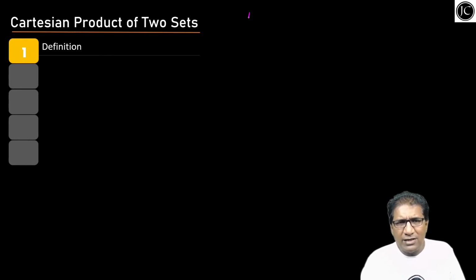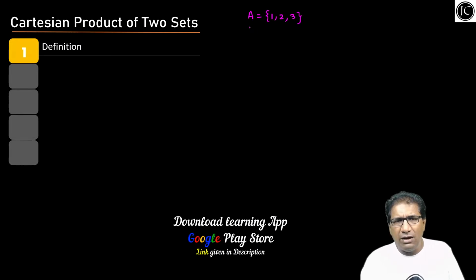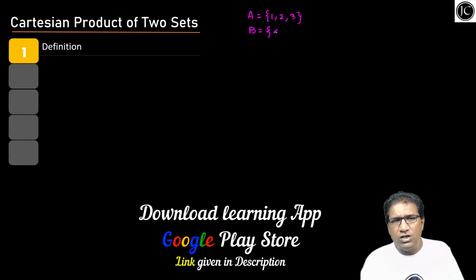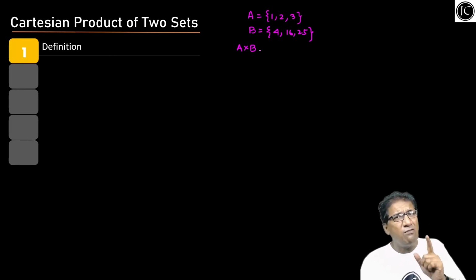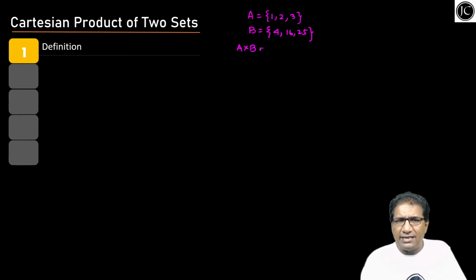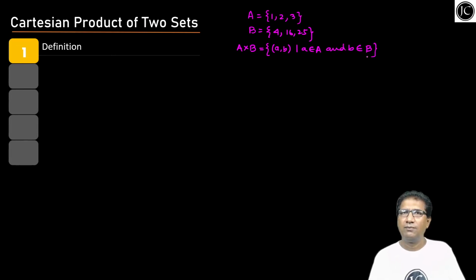मानो मेरा पास दो सेट है, एक है A, it is {1, 2, 3}, and there is another set, let us say B, which is your {4, 16, 25}. Let us say for an example. Okay? So A cross B किसको लिखते हैं? देखो, the definition of A cross B is, it is the set of the elements of ordered pair (a, b) such that a belongs to A and b belongs to B. मतलब क्या हुआ?